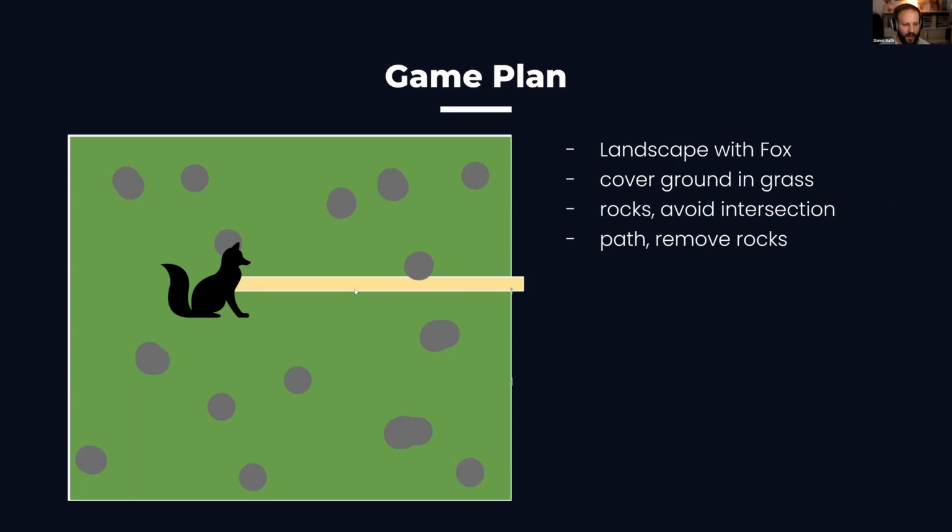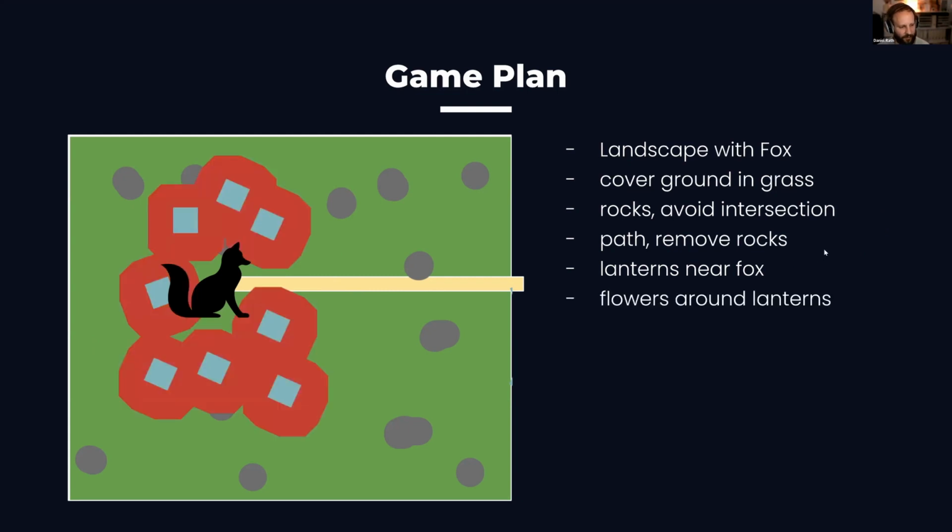Then we will add a path and remove all the rocks that are intersecting with the path and also the grass, of course, as well. We will add lanterns near the fox, not everywhere, not like the rocks. They will be just close by to the fox. And around the lanterns, we're going to add flowers. And as the last one, we will just add one gate that is procedurally sitting on the path. So these are the steps that we try to tackle in the next, let's say, 60 minutes. Or maybe 50 if we are fast.